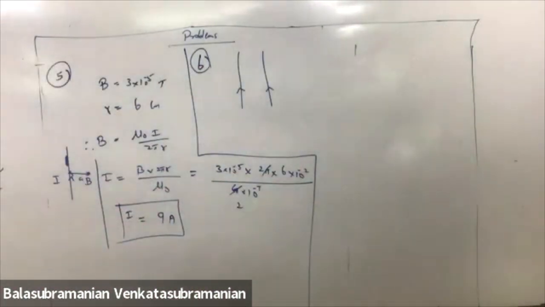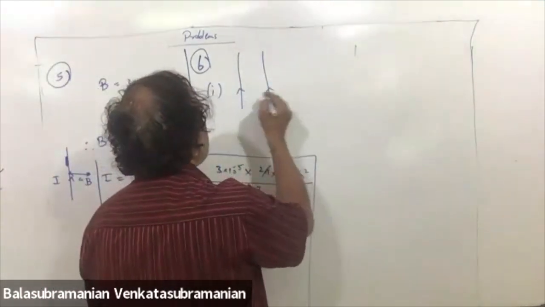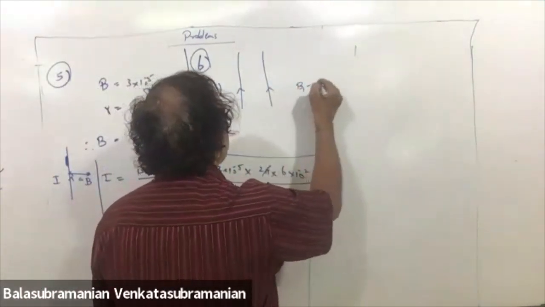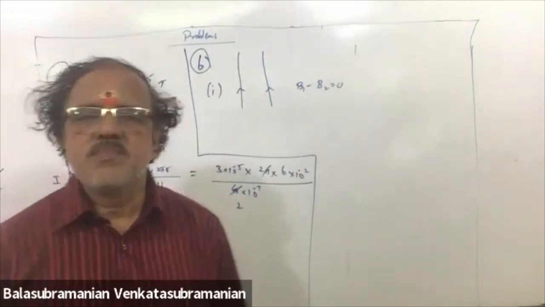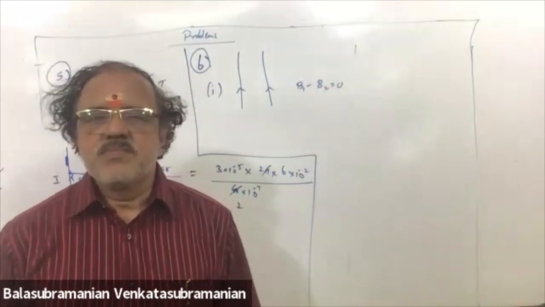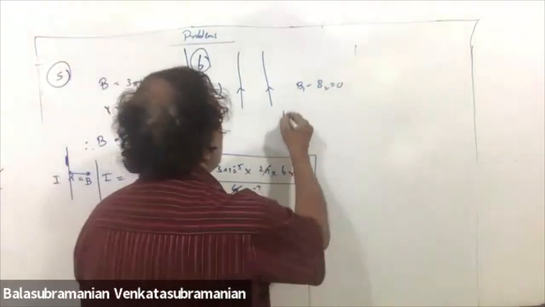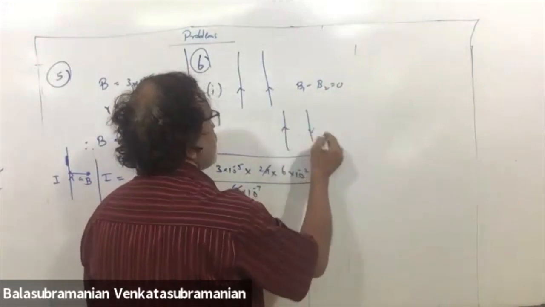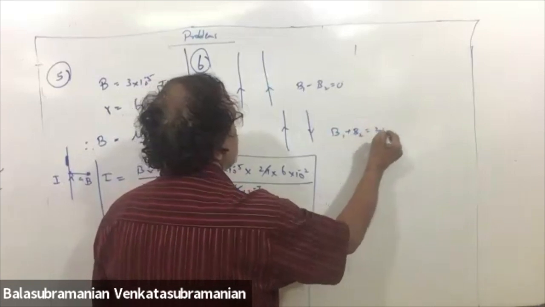Magnetic field, same direction: B1 minus B2. Okay. Next. Current moving in opposite direction: B is equal to B1 plus B2. That is 2B.